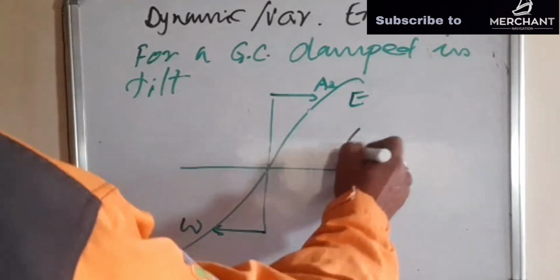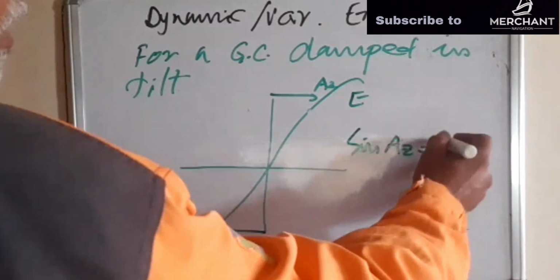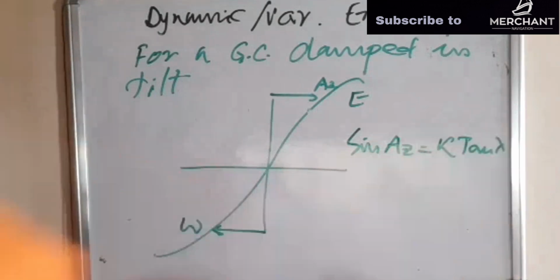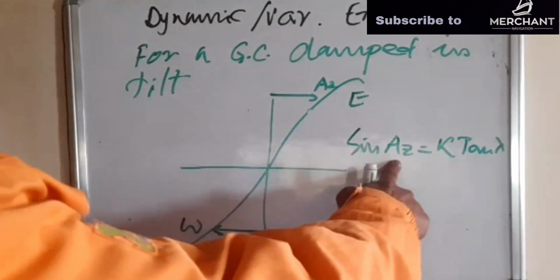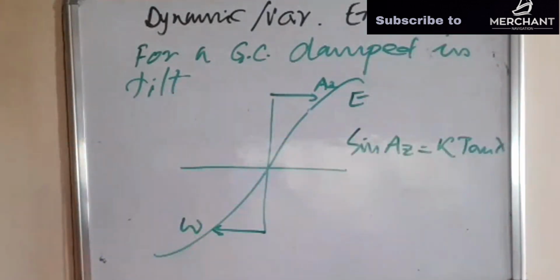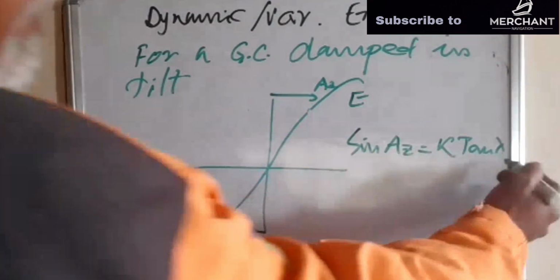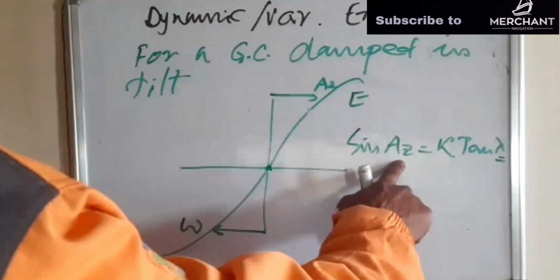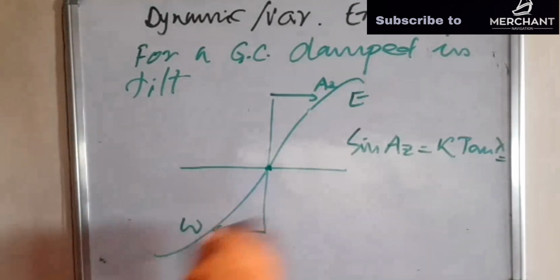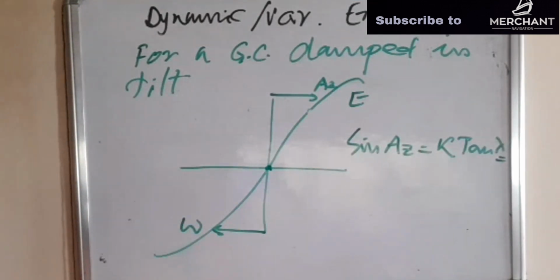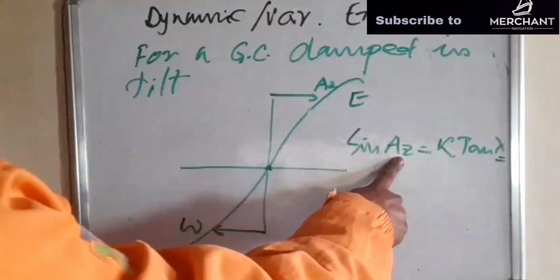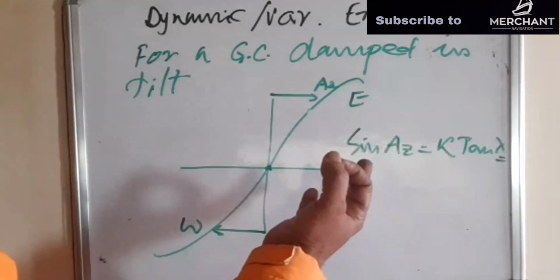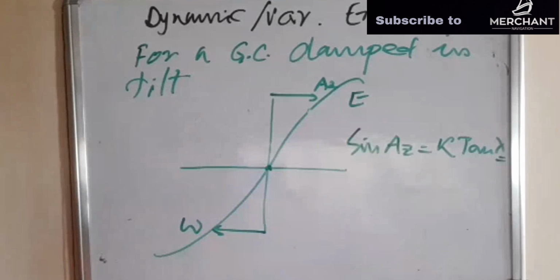Given by sine azimuth is equal to K tan latitude. Of course, azimuth is equal to sine inverse K tan latitude. If the latitude is 0 degree, what is the error? 0 degree. So sine azimuth is equal to 0, मतलब azimuth is equal to 0. तो इक्वेटर से ये 0 होता है.